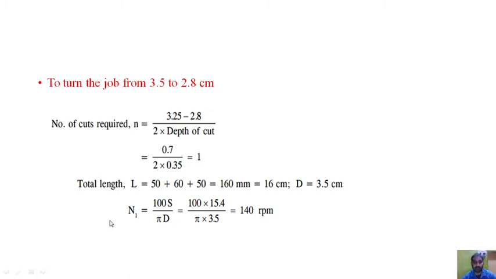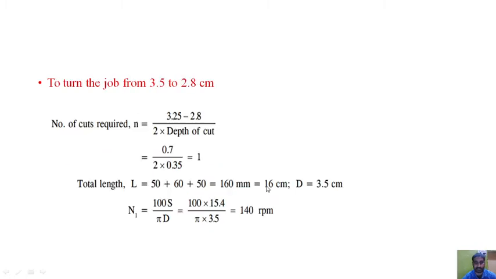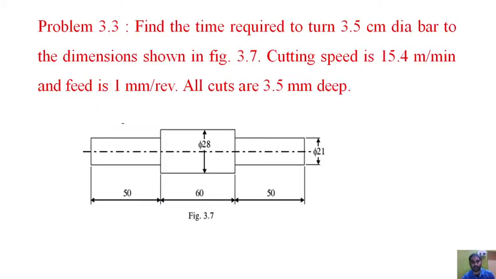So what will happen in the next step? First you have to calculate the time for the first cut. L is equal to the total length, 16 centimeter, F is 0.1, N is 140, so 1.143 minutes is required to convert 35 raw material into 28 millimeter for a length of 160 millimeter or 16 centimeter. In the second cut, the length of the workpiece will be 100. Why? Because the middle operation is finished now, no need to operate here. So you only have to reduce 28 to 21 for a length of 100 mm.